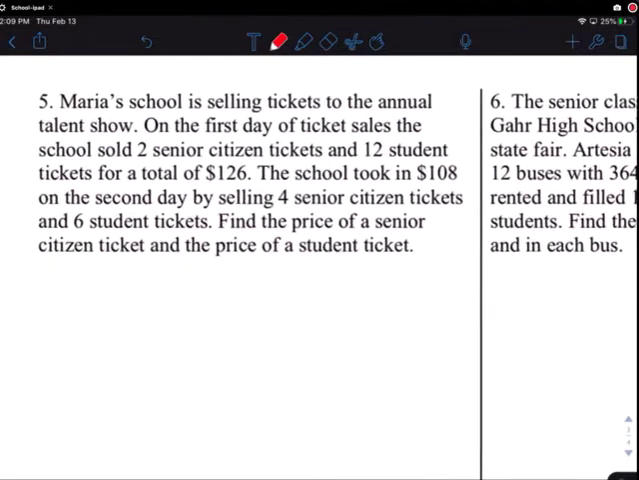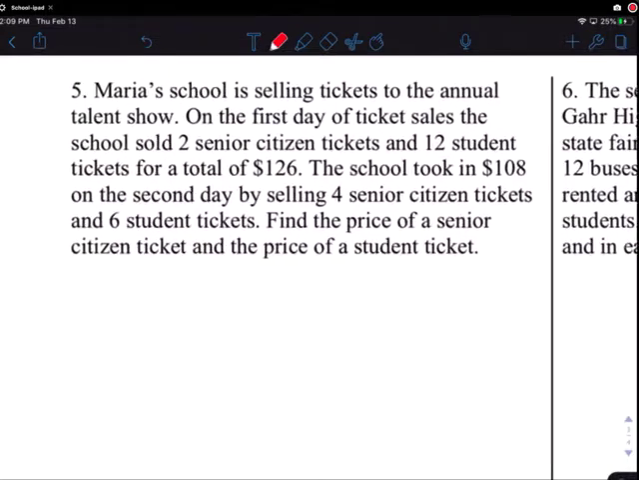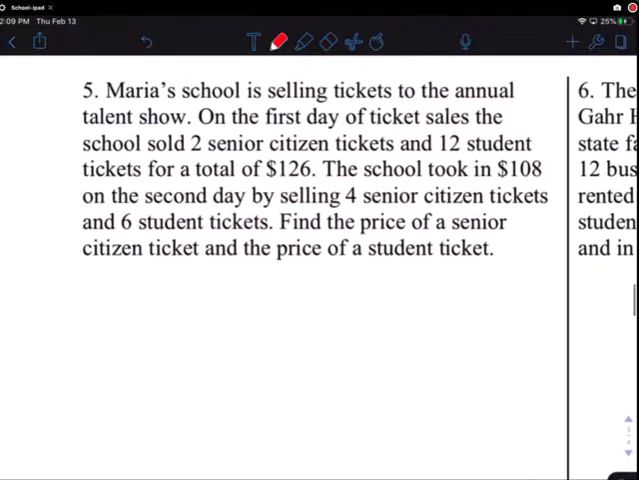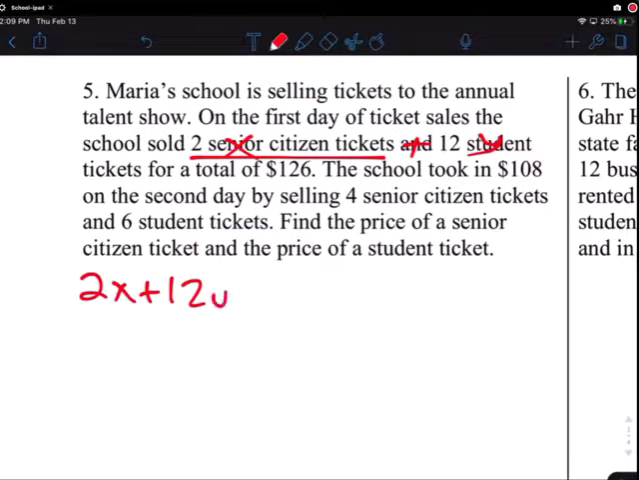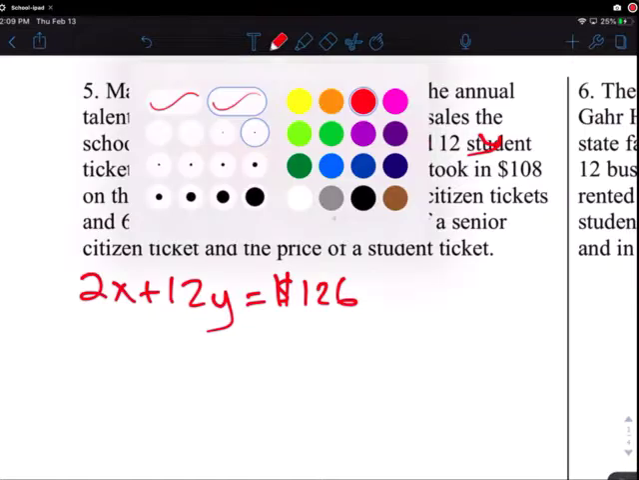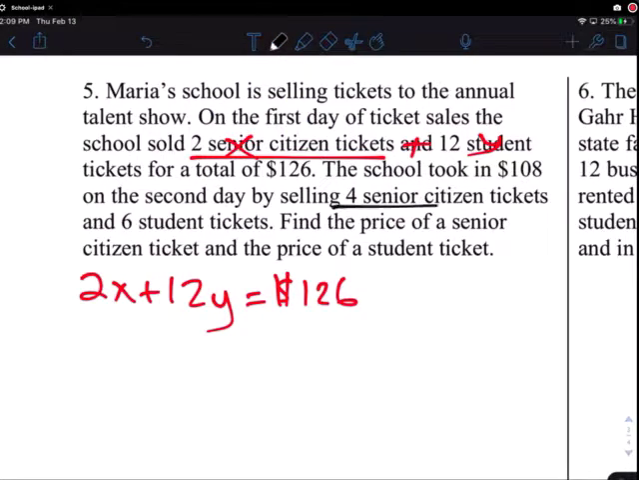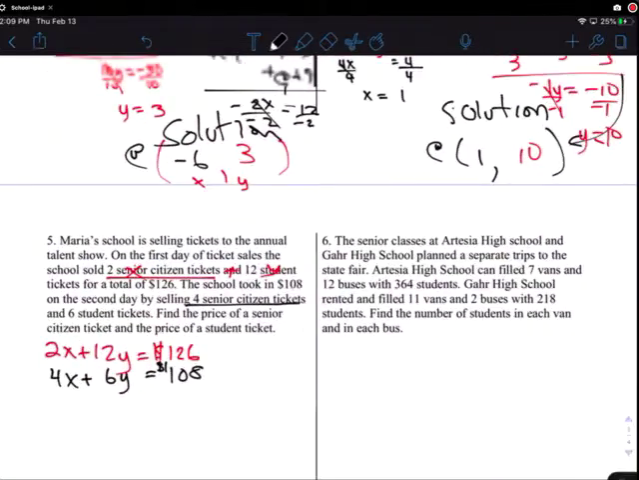Here, a school is selling tickets to the annual talent show. On the first day of ticket sales, the school sold this. Okay, so 2x plus 12y, student tickets, the price of student tickets equals a total of 126. This is similar to one we did, right, guys? This is 4 senior tickets, 4x plus 6y equals a total of 108. Is this the same as the other one?